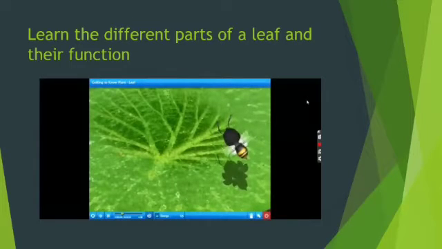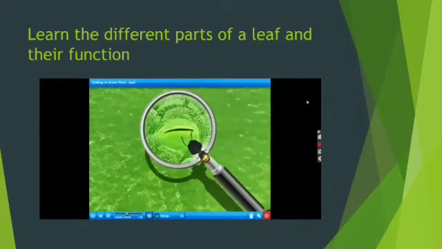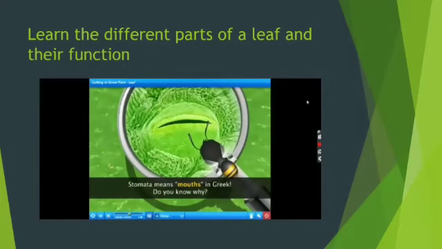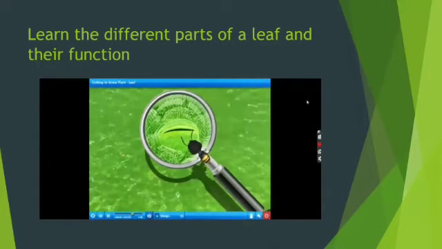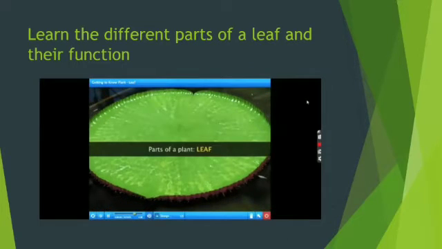These lines in the leaf support the leaf, just like the steel bars that support a building. They have many other important functions too. And what are these structures? They are stomata, which means mouths in Greek. Do they not resemble tiny mouths surrounded by swollen lips? What is their function? Today, we will discuss all these and some other interesting aspects of a leaf. Are you ready?